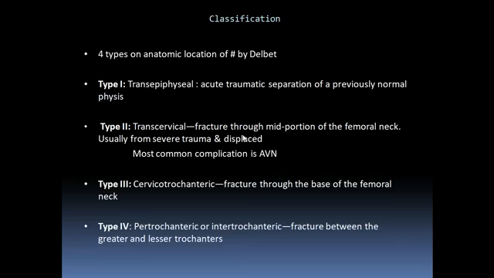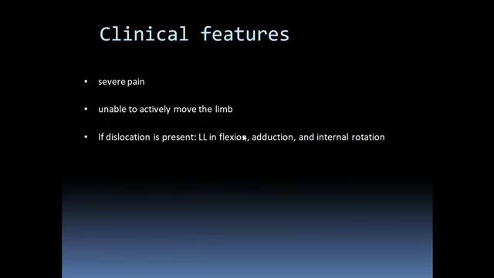And there are four types of anatomic classification of proximal femoral fractures in children, and that is the Delbet classification. Type 1 is transepiphyseal, type 2 is transcervical, type 3 is cervicotrochanteric, and type 4 is paratrochanteric or intertrochanteric. And clinical features in children with proximal femoral fractures: severe pain, unable to actively move the limb, and if dislocation is present, lower limb flexion, adduction, and internal rotation may be there.